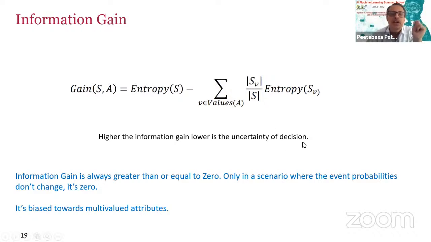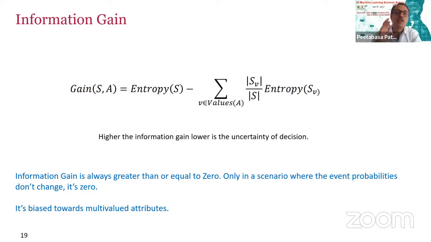Now the initial set is S, like I had these 14 people with outcomes buys computer, does not buy computer. If my event is that I want to determine whether someone buys a computer, just like head and tail, someone buys a computer or does not buy a computer.